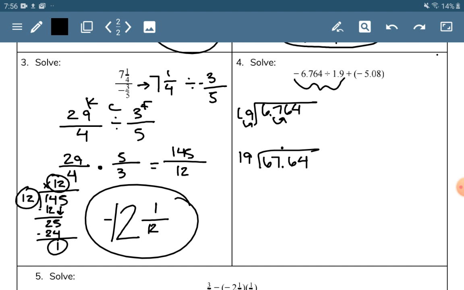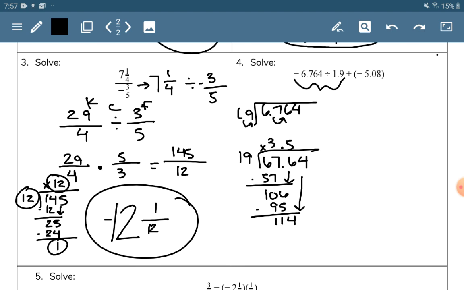19 cannot go into 6. So I'm going to put an X or a 0 for a placeholder, but it can go into 67. It can go in 3 whole times, and 19 times 3 is going to give us 57. That means when I subtract, I have 10 left over, and I'm going to bring down my next digit. 19 can go into 106 5 times, and 19 times 5 gives us 95. So when we subtract, we get 11 left over. Bring down your next digit.